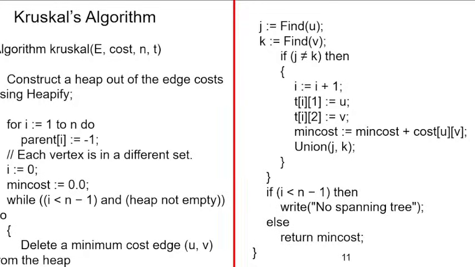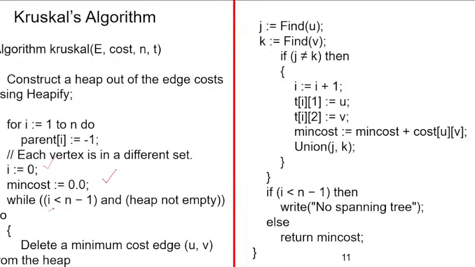find u and v. So this is used to find the minimum spanning tree by the Kruskal method. Initially you have to assign -1 to all the nodes. Parent of i is equal to -1 because each vertex is in a different set. When you have 7 vertices, you will have 7 different sets. Then i is equal to 0 and initialize mincost equal to 0.